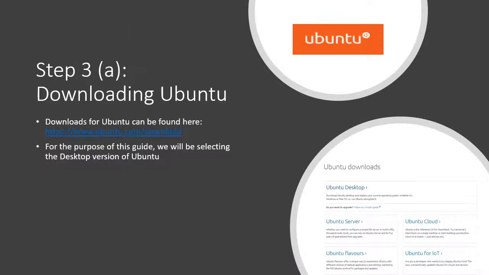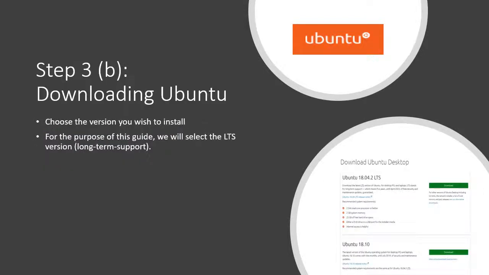Once we've installed VirtualBox, the next thing we'll want to do is download the Ubuntu image. So just head over to ubuntu.com/download and it should give you a number of options. Again, for the purpose of this guide, we'll just be using the desktop version of Ubuntu.